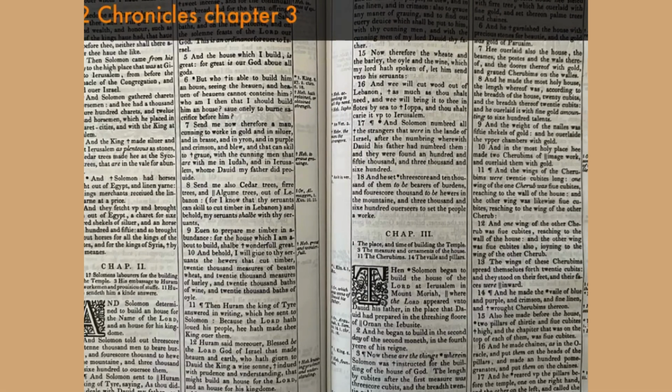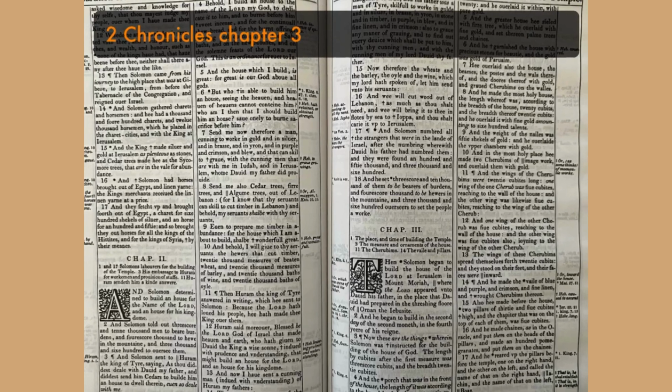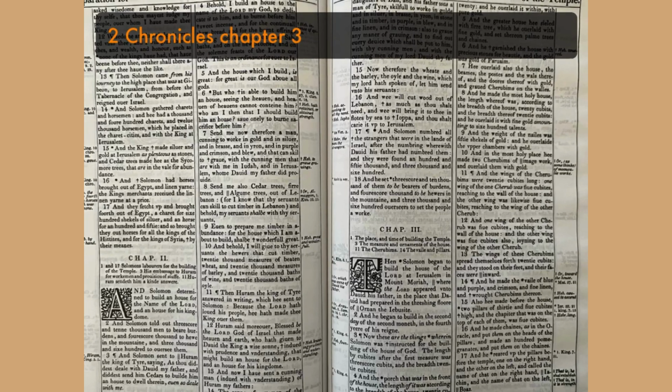2 Chronicles chapter 3. Then Solomon began to build the house of the Lord at Jerusalem in Mount Moriah, where the Lord appeared unto David his father, in the place that David had prepared in the threshing floor of Ornan the Jebusite. And he began to build in the 2nd day of the 2nd month in the 4th year of his reign. Now these are the things wherein Solomon was instructed for the building of the house of God.